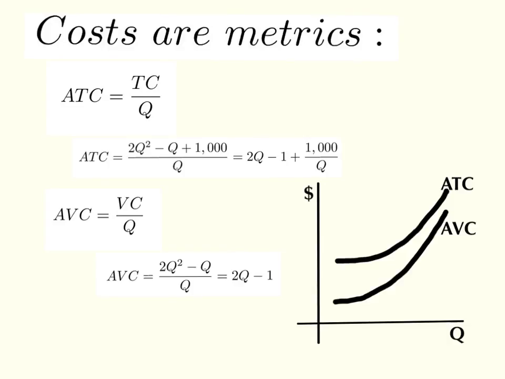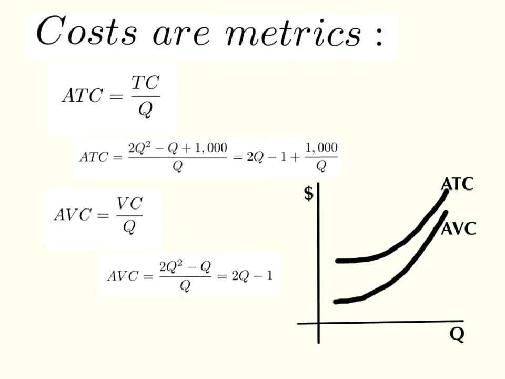So, as I probably don't have to tell you, firms, producers, use their costs as metrics. What I mean by this is that they use their costs as decision-making apparatuses. What I mean by that is that they look at their costs and they use those costs as a specific determination of what decisions they should make in the short run.